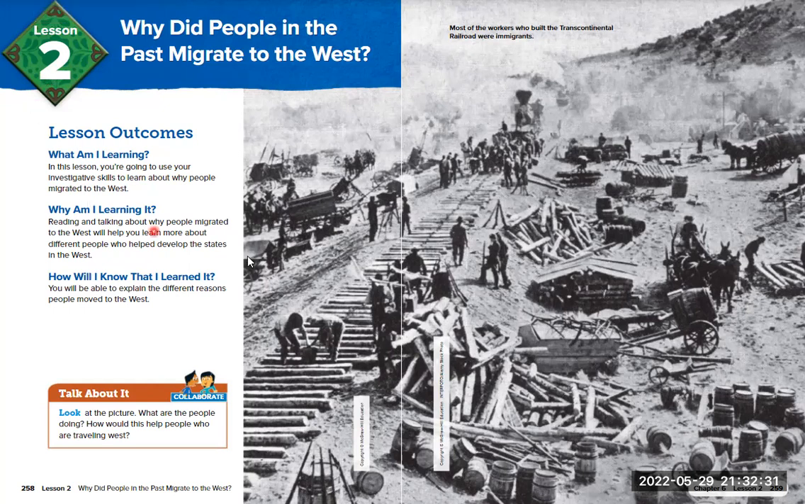And here we have a photo of railroad workers who most of the time were migrants, and they are creating a railroad track to help people travel to the West. What are some reasons that you can think of why that might be better than traveling by horse or by foot or by group? Why might it be better to go by train? So think about that for a second, and we're going to get started on page 260.